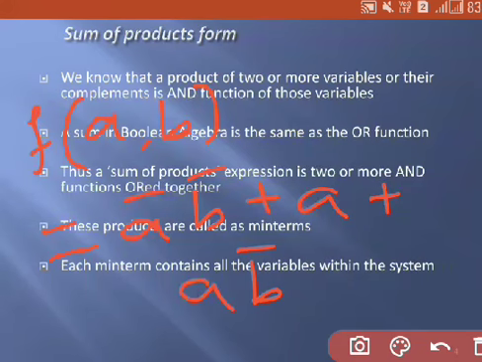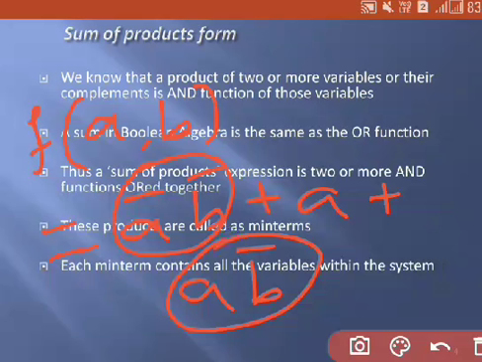So let us say this is the function f of a comma b is equal to a bar b bar plus a b bar. If you consider, this is a valid min term because it has all the possible variables, literals I can say. So A bar is one literal and B bar is also another literal, and the third term, that is AB bar, is also a min term because it contains all the variables. Whereas if you observe this second term A, it only consists of A variable.